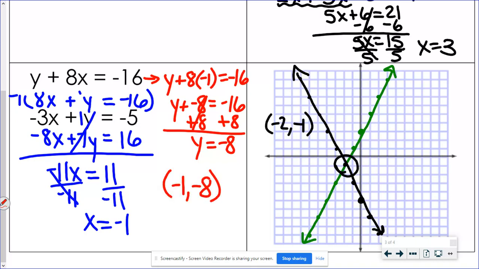When I substitute back into, let's use the second equation because I just used the first equation to get that variable. -3 times a -1 would give me a +3. I know this is getting super messy right here. 3 plus -8, yep, that is equal to -5. That works.